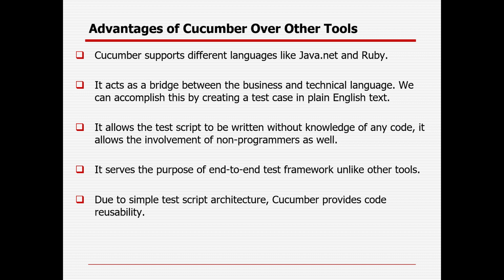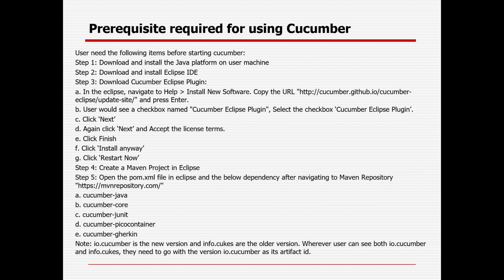So you can slowly understand why all the stakeholders, including the business owner, product owner, and the project manager, who do not have any coding language knowledge, can still get involved and interact, because no programming language will be required initially. That is the important thing. That is the reason all the stakeholders can interact. It serves the purpose of an end-to-end test framework, unlike other tools. Due to the simple test script architecture, Cucumber provides code reusability.